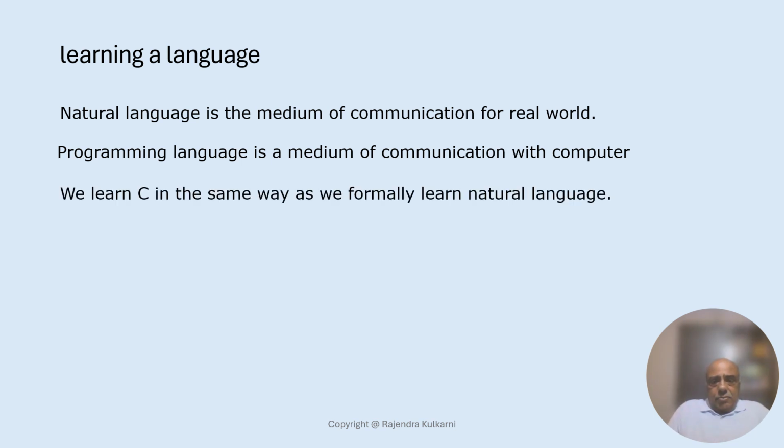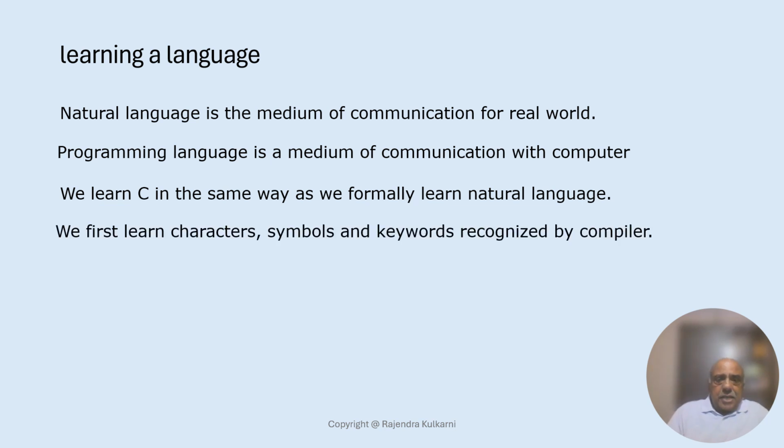When learning C, we follow the same way by which we formally learn natural language. While learning the natural language, we first learn characters, symbols, and the grammar of the language. We understand the importance and meaning of various symbols used for the natural language. In programming language, we learn the characters, symbols and keywords that are recognized by the respective programming language's compiler.